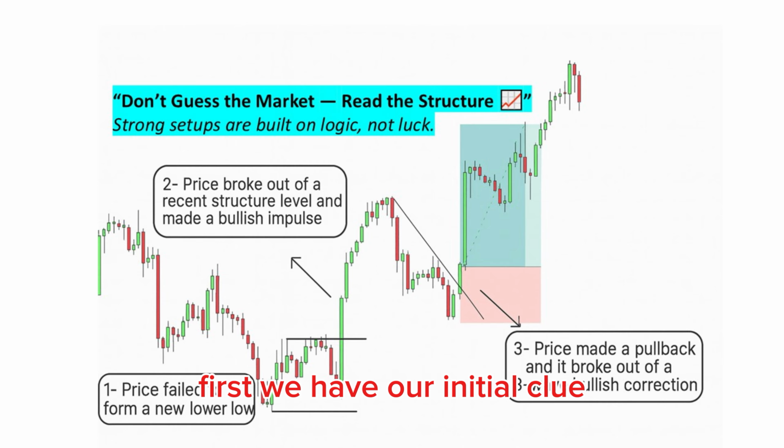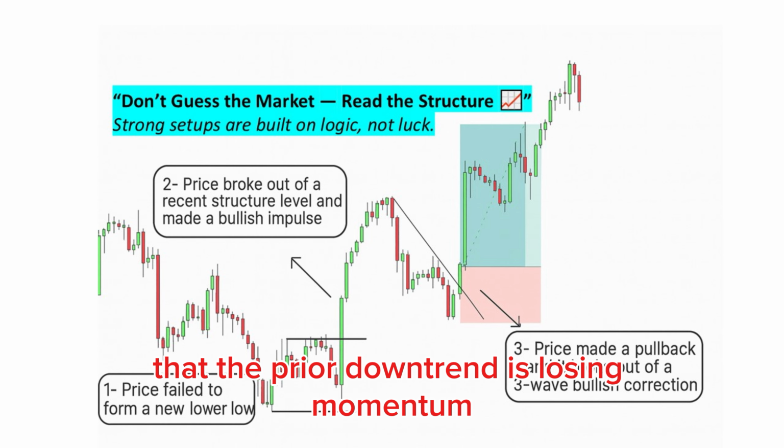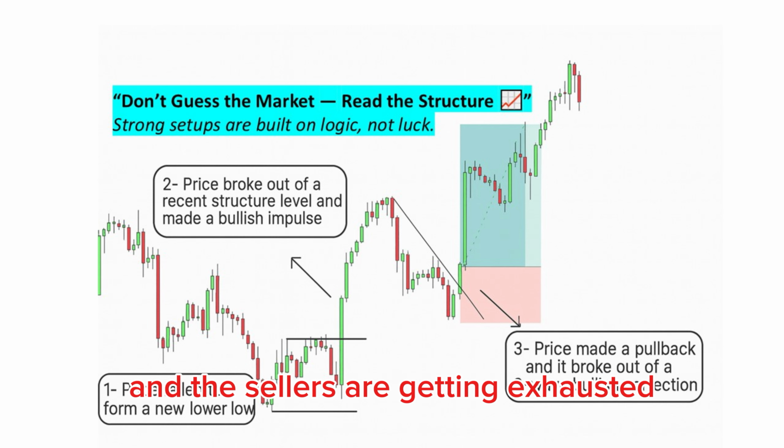First, we have our initial clue. Price failed to form a new lower low. This is the early warning sign that the prior downtrend is losing momentum and the sellers are getting exhausted.